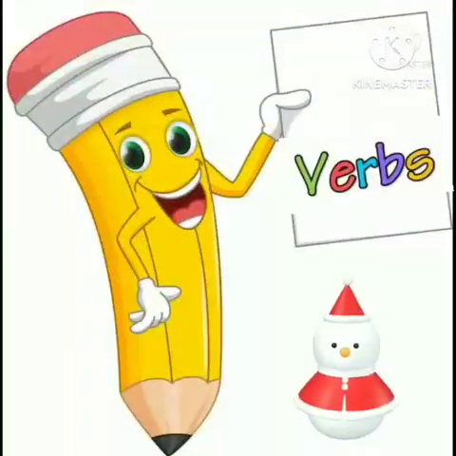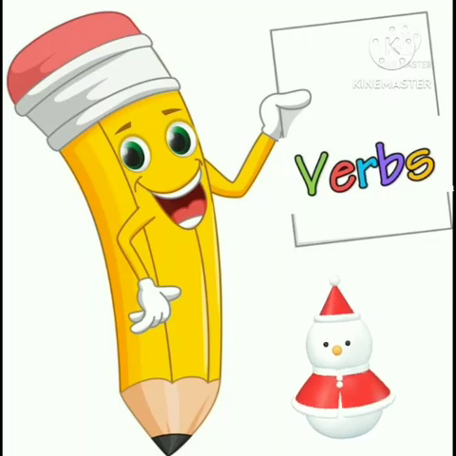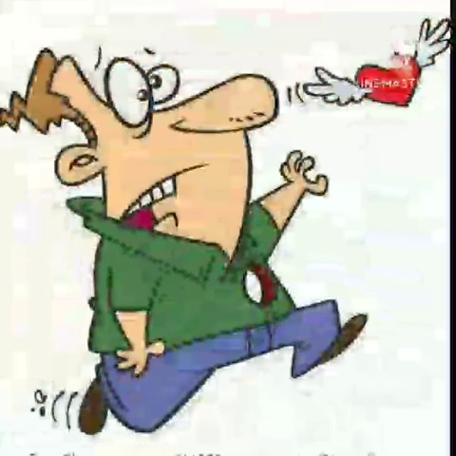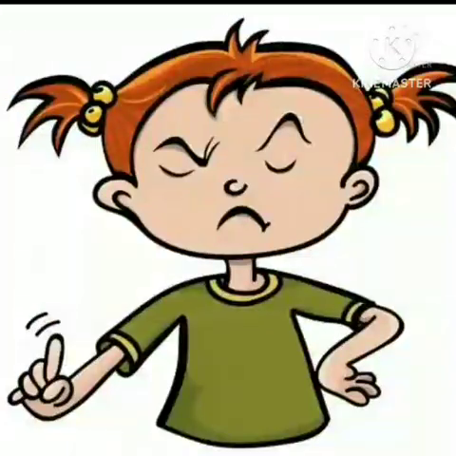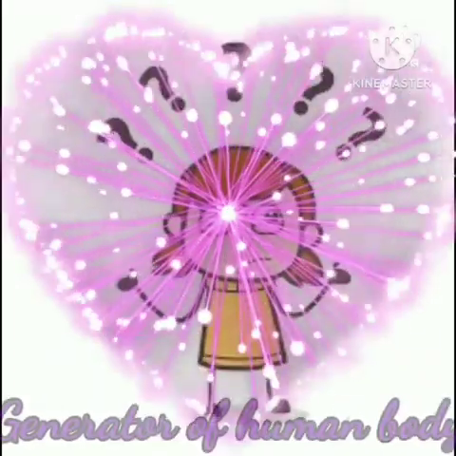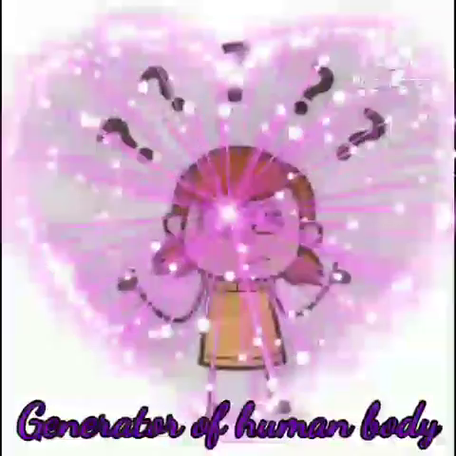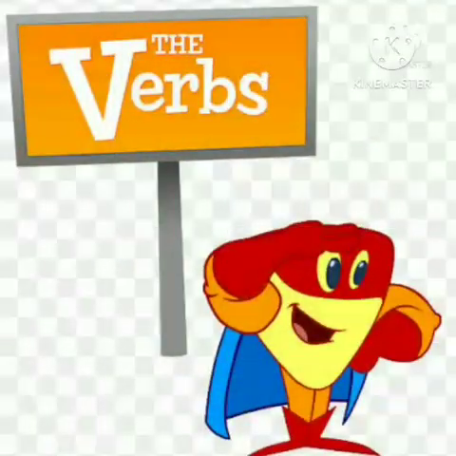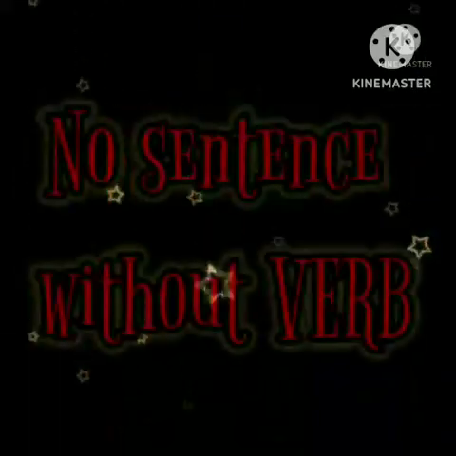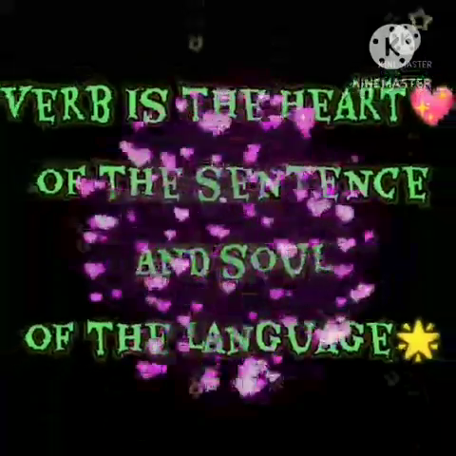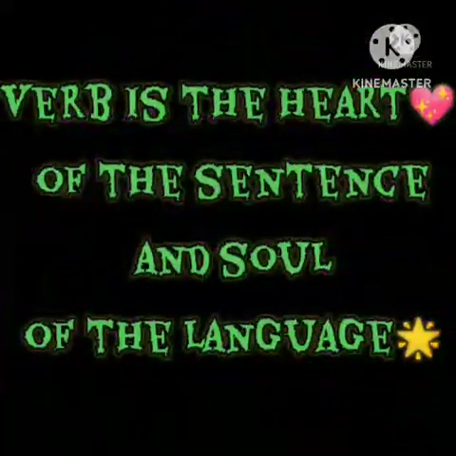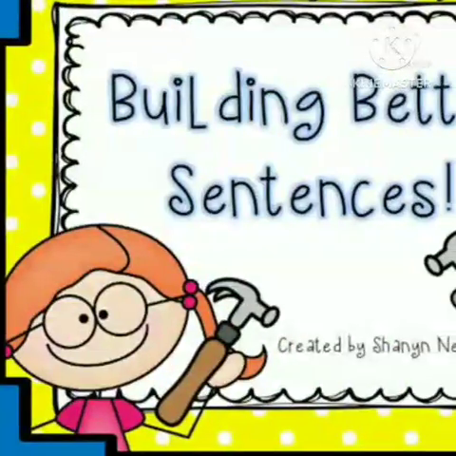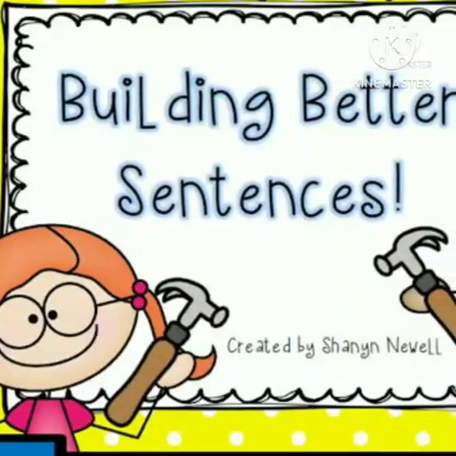Do you know children, verb is very important one. Like, can we survive without our heart? No, we cannot, because the heart is the generator of human body. The same way verb is to the sentence. We cannot make a sentence without verb. So, verb is the heart of the sentence and it is known as the soul of language. Each and every sentence in English contains a verb in it.